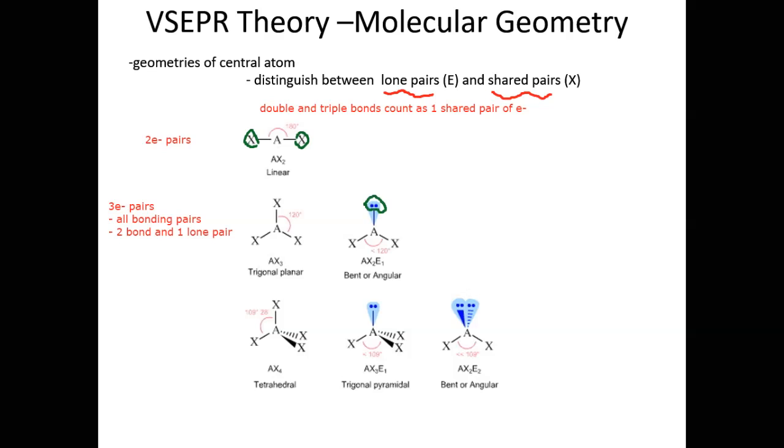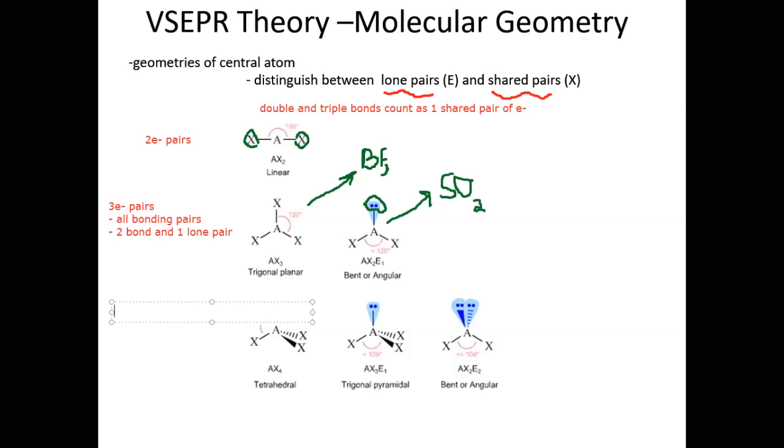So for example, and we'll see this in a little bit, BF3 is trigonal planar. So its bond angles are 120 degrees. But now if we look at what's called bent with 3 electron pairs, such as SO2, which has 2 bonding pairs and 1 lone pair, now that bond angle between the oxygen, sulfur, oxygen is going to be less than 120.